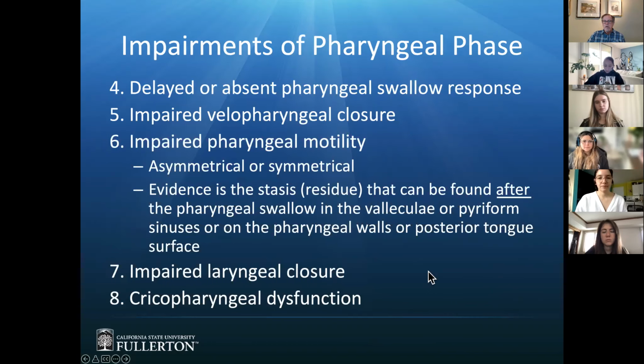Okay, now, impairments of the pharyngeal phase. Here's where we get into terminologies that are used pretty much the same way among different SLPs. The first is a delayed or absent pharyngeal swallow response. And notice I'm numbering them. So I've had 1, 2, 3, now I have 4, 5, 6, 7, 8, and then we'll get to 9. Delayed or absent pharyngeal swallow response.